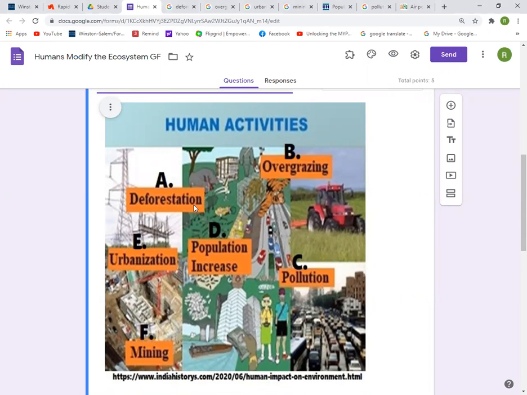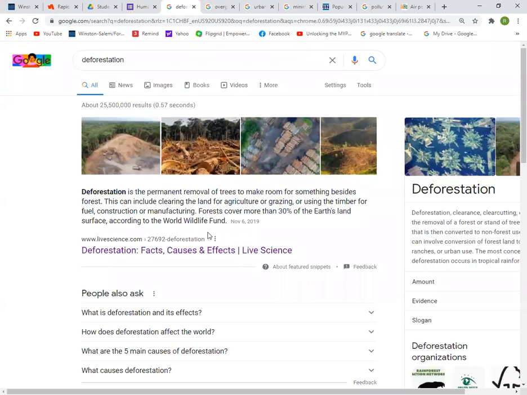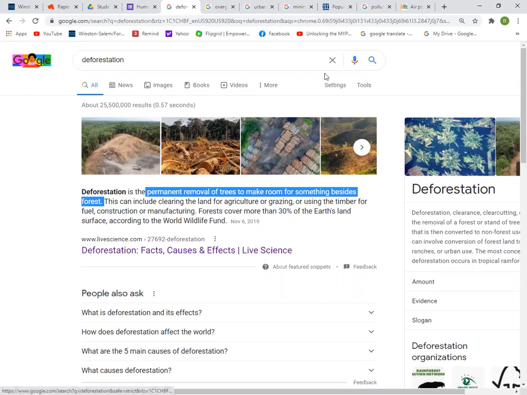The first one is deforestation. Deforestation is the permanent removal of trees to make room for something else, usually for agriculture or for building new communities. Now, the clearing of land affects our ecosystem greatly, as you can see in the pictures here.